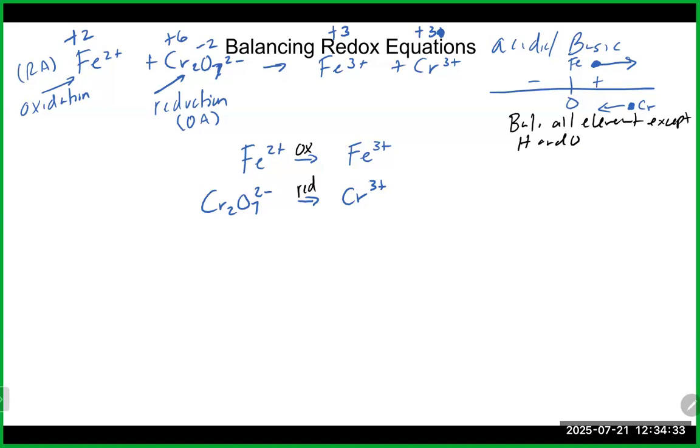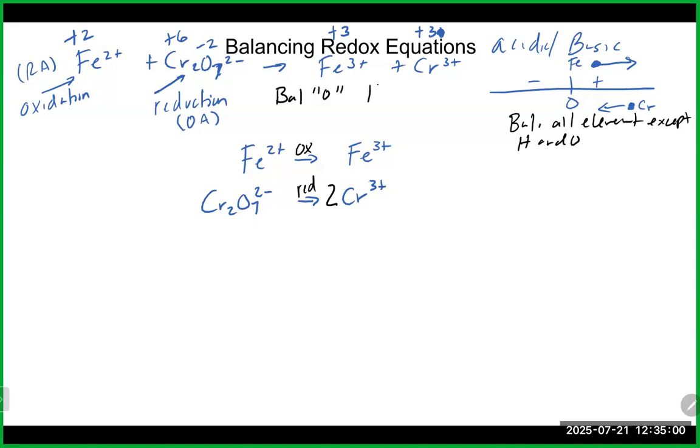So we balance them just like a normal equation. We use a coefficient. In the top equation here, we have 1 iron on each side. On the bottom equation, we have 2 chromiums on the left and only 1 on the right. So we will need to put a 2 in front of the chromium here on the bottom. Now that we have balanced all the other elements besides hydrogen and oxygen, we're going to balance oxygen next.